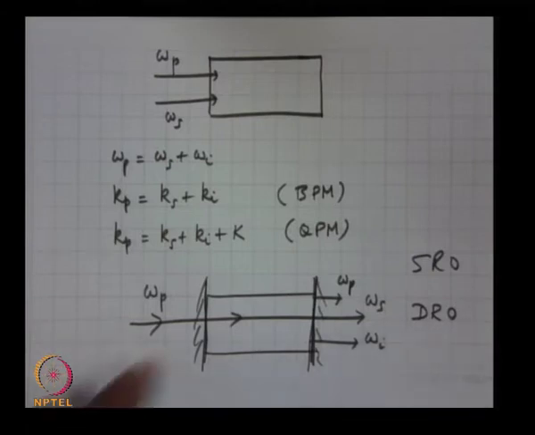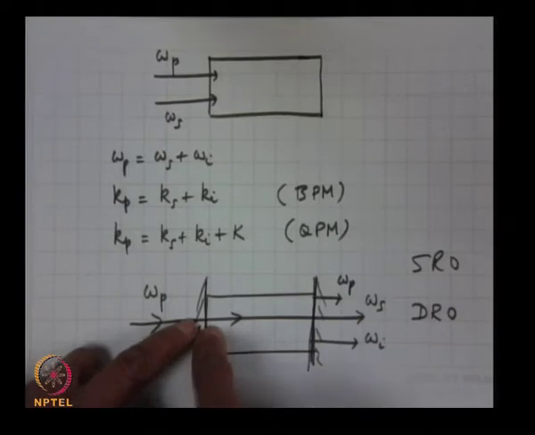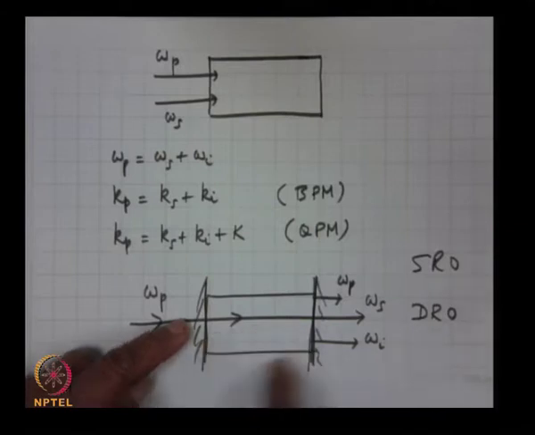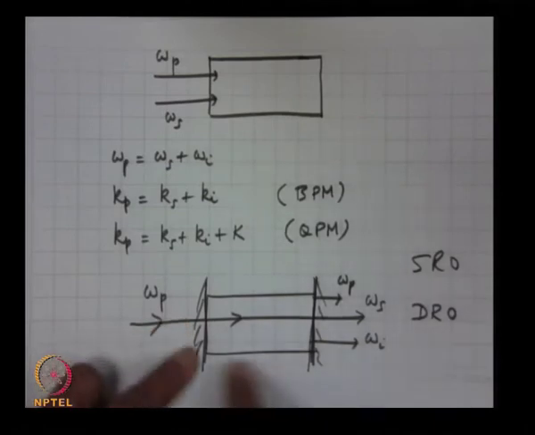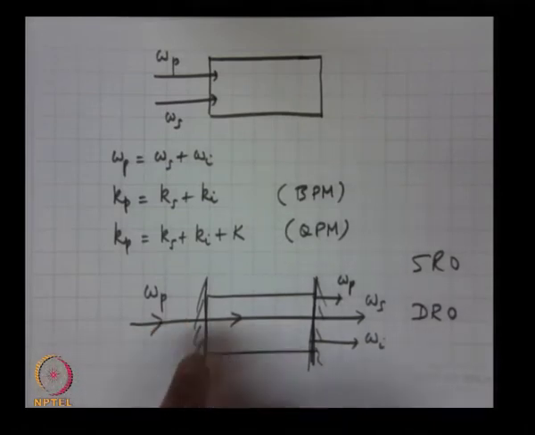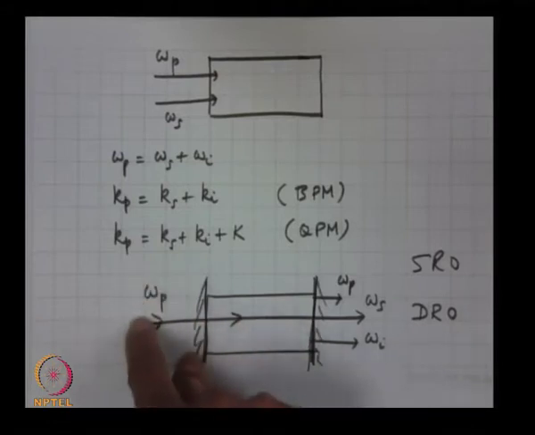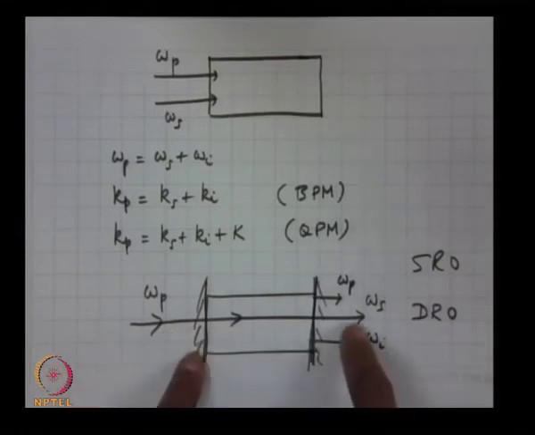I must make sure that the round trip loss becomes equal to round trip gain. The round trip loss is fixed by the reflectivities of the mirrors and any other loss that takes place inside the cavity, like absorption, scattering. The gain is determined by the intensity of the pump. So for a given loss inside the cavity, I will have a threshold pump intensity or a threshold pump power at which this will start to oscillate. It's like any other laser.